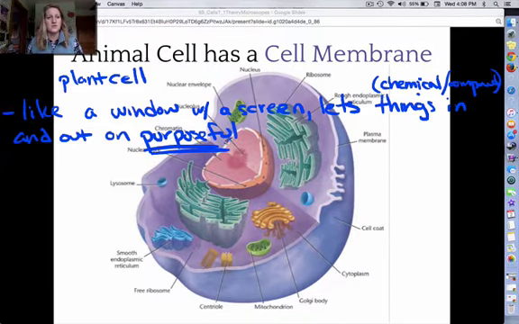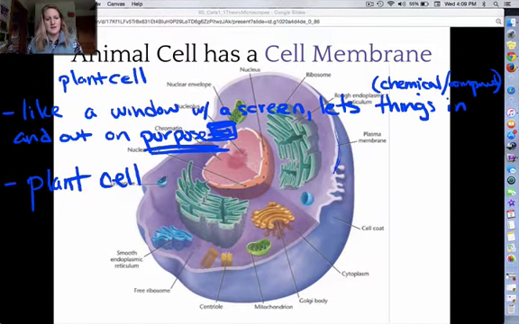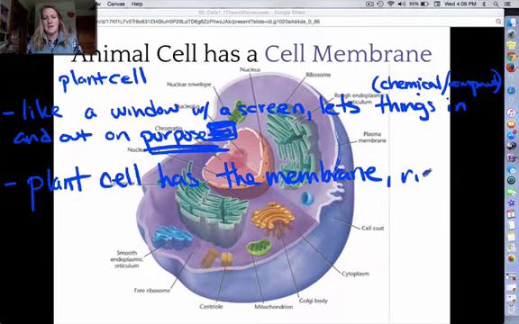We're going to do a lab called diffusion and osmosis, where we're going to have a membrane like this. Okay, it's going to be semi-permeable, meaning that it's only going to allow certain things in and certain things out. That's so we can see what that's very much like. Okay, out on purpose is what I meant to say, on purpose. And then just to remind you, a plant cell has this too. A plant cell has the membrane right on the inside of the wall.